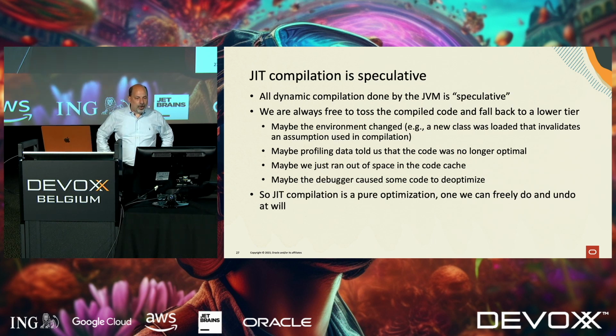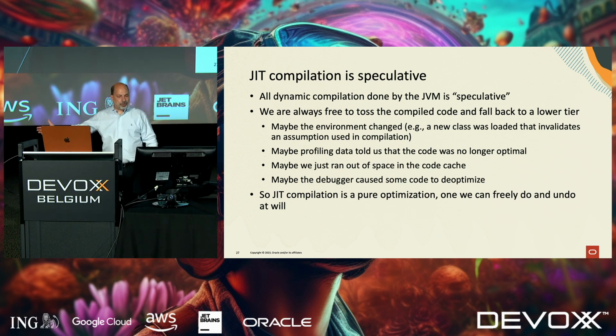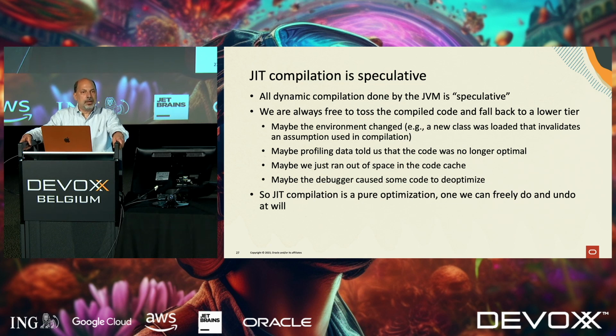JIT compilation is what we call speculative, which means the machine code that we generate, we're always free to throw away. And then we just bounce back to a lower tier. We go back to the interpreter. We go back to C1. And there are many reasons why we might deoptimize and go back to a lower tier. Maybe there was an environmental change, like a new class got loaded that violated one of our assumptions. Maybe profiling data told us the code that we compiled before is no longer optimal. Maybe we ran out of space in the code cache and had to make more room. Maybe the user is using the debugger, and that caused some code to deoptimize. So JIT compilation is pure optimization. It's one that we can freely do or undo.